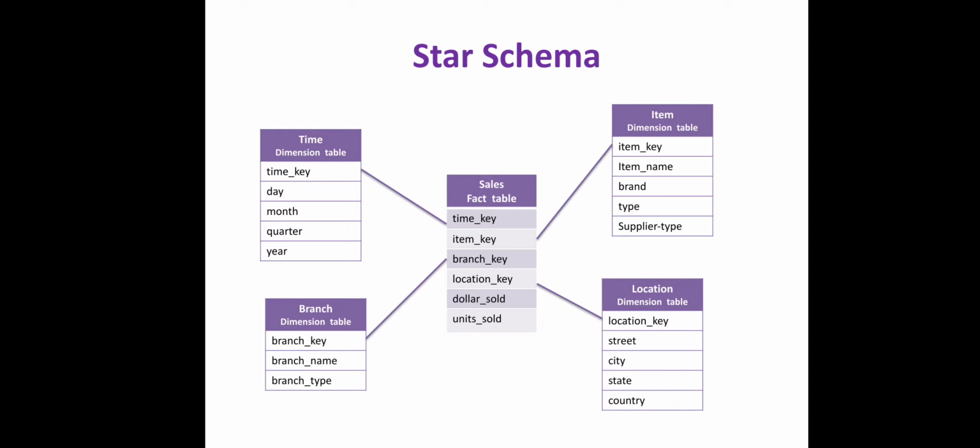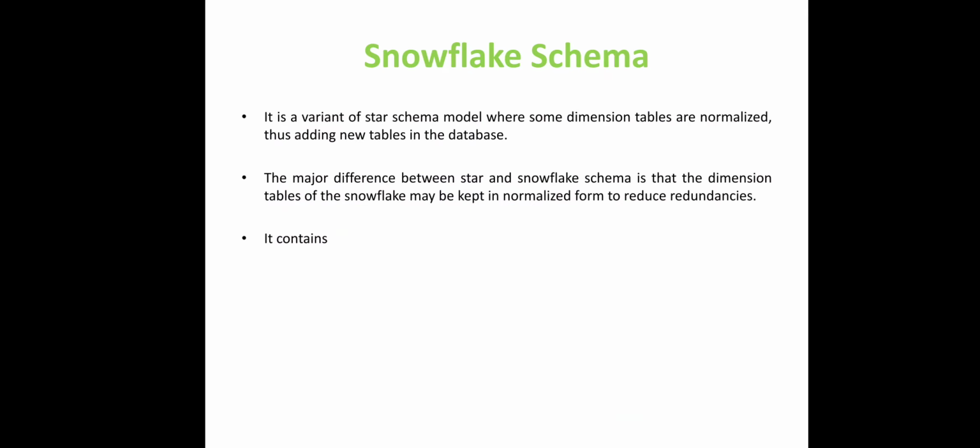So, this constraint may introduce some redundancy. It may happen that redundant attributes can be available with the item also, or it may be available with the location also. So, this may happen with a star schema. Now, moving towards the next type, that is called a snowflake schema.